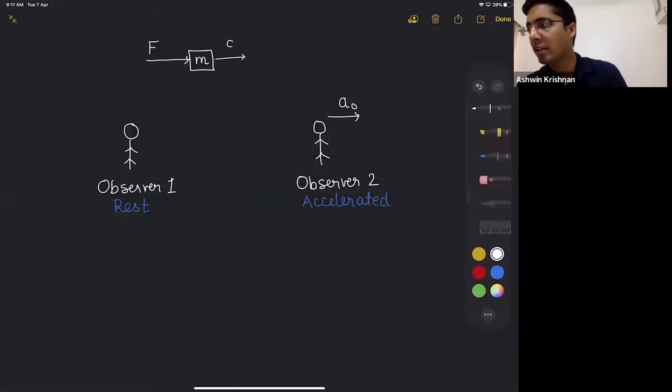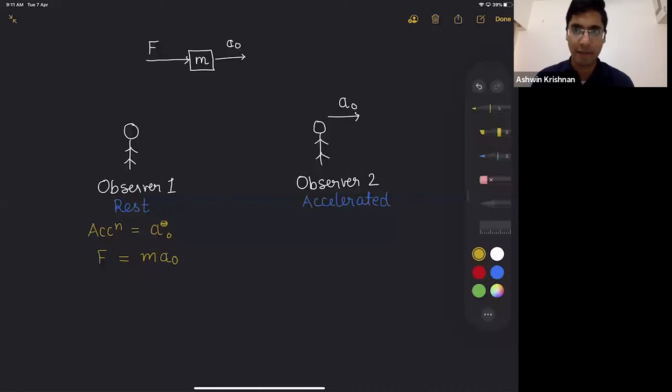Let's apply a force F on it such that its acceleration is a0. Now, what will observer 1 observe? Observer 1 will observe that the acceleration is a0, and that acceleration a0 is caused due to the force. So F has to be equal to m a0. So according to observer 1, it is perfectly valid. You are applying the force because the observer himself is sitting at rest, and because of that force, there is an acceleration a0.